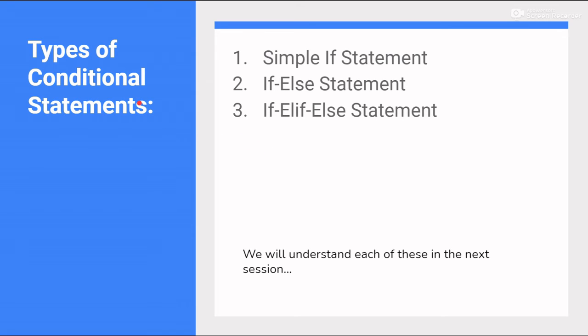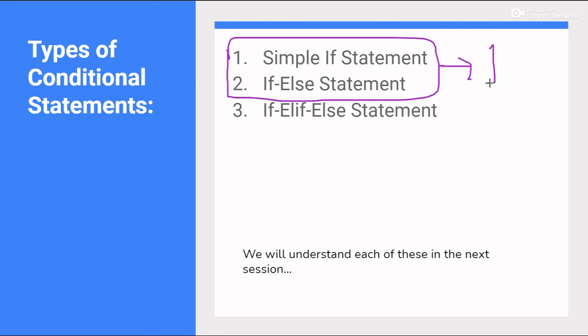Now, types of conditional statements. Conditional statements are of multiple types. The first one is the simple if statement, the second one is the if else statement, and the third one is the if elif else statement. We will understand each of those in the next session. For now, just understand that the simple if statement is the simplest conditional statement we can get in Python. And the if else statement is also very simple. Basically, in both of these, only one condition is checked.